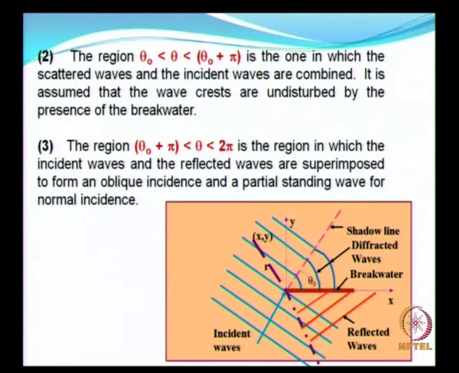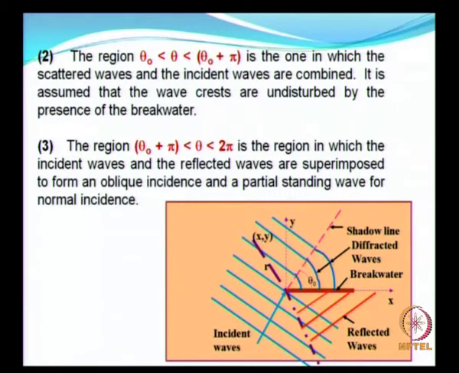So the last region will be this region where we will have the phenomena of combined effect of reflection from the structure, and this will be superposed on the incident waves. The incident waves will be moving, and then you have the reflected waves. In this case we have considered an impermeable structure, then you will have only 100% reflected waves. If there is a permeability, again the percentage of reflection will vary.